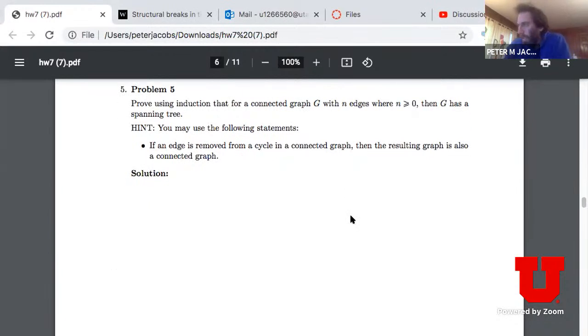Prove using induction that for a connected graph G with n edges, where n is greater than or equal to 0, then G has a spanning tree. And it gives us a hint. It's 3:35, so take 2 minutes, and you might not be able to prove the whole thing in 2 minutes, but try to understand what the statement is and maybe draw a picture or two to start generating some intuition about this problem.